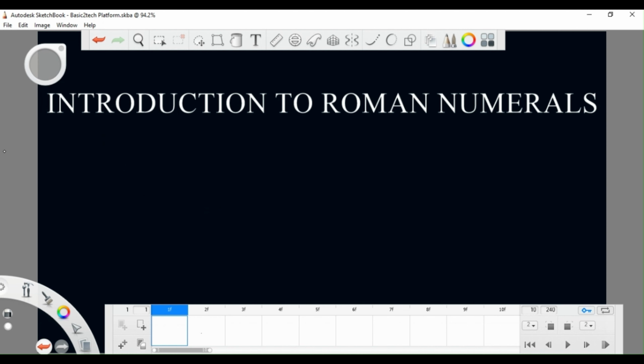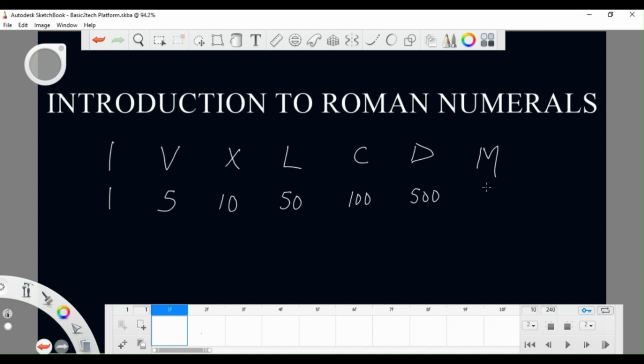they are I, V, X, L, C, D, and M, where I represents 1, V represents 5, X represents 10, L represents 50, C represents 100, D represents 500, and M represents 1000.